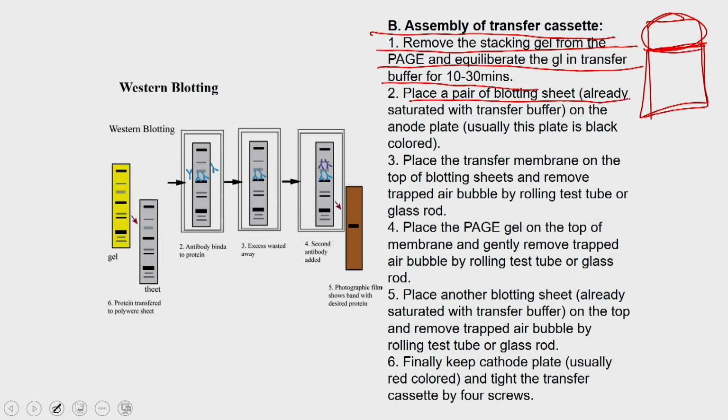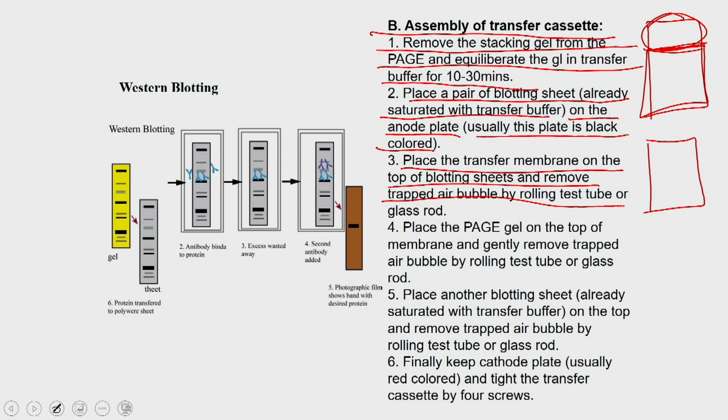Place a pair of blotting sheets, already wet with the transfer buffer, onto the anode plate. Usually this plate is black, so your anode plate is black in color. You put the two sheets of blotting sheets, then place the transfer buffer onto the top of the blotting sheets and remove the trapped air bubbles by rolling a test tube or glass rod.